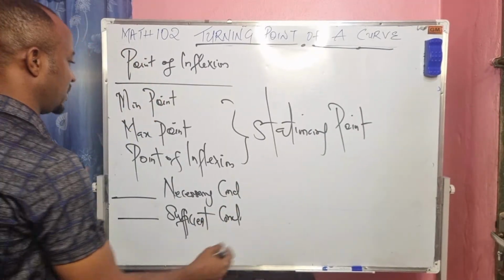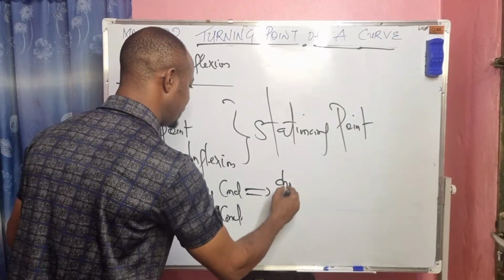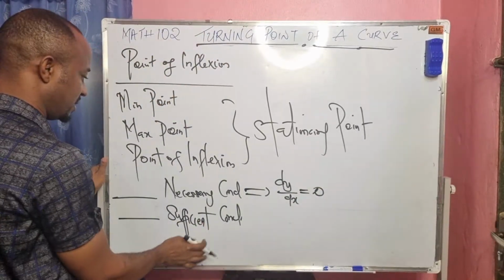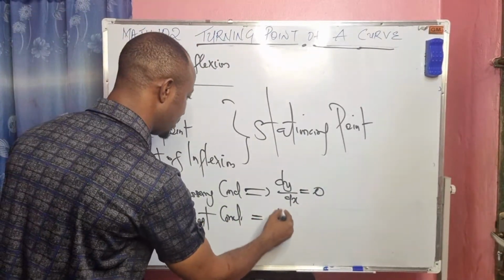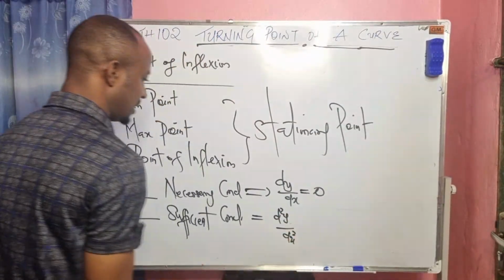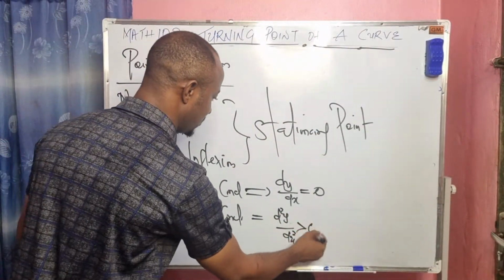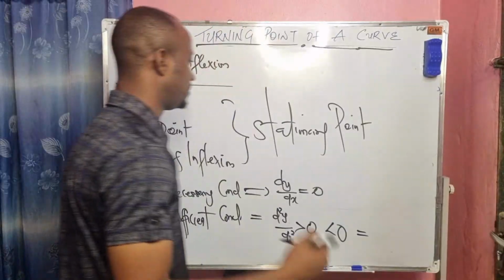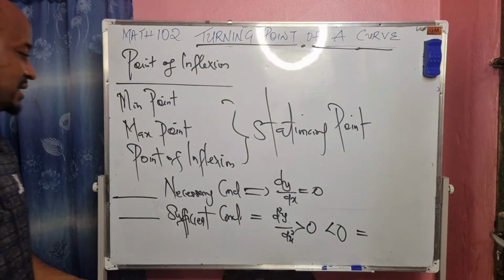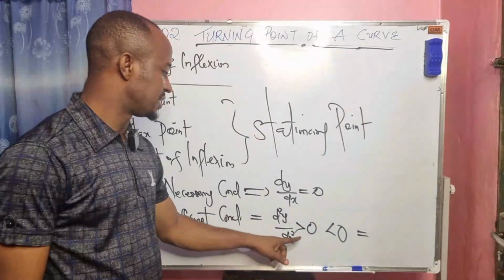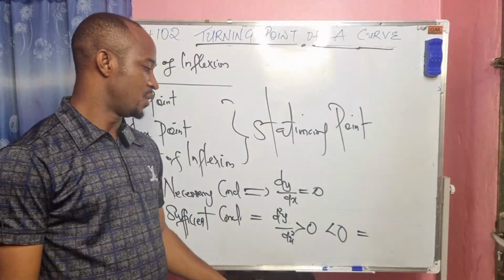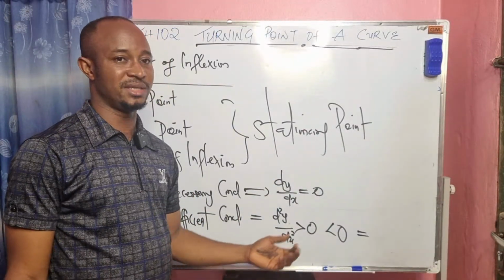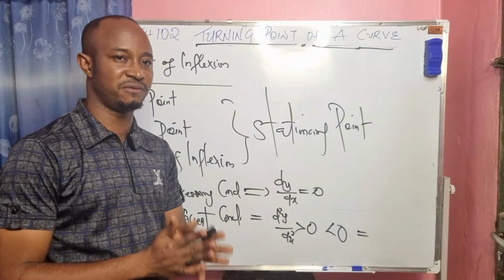Please take note. In the necessary condition, the first derivative, dy/dx, at the turning point must be equal to 0. Then we differentiate further to get d2y/dx squared. When the second derivative is greater than 0, it means we have a minimum turning point. When it's less than 0, we have a maximum turning point. When d2y/dx squared is equal to 0, we have a point of inflection.